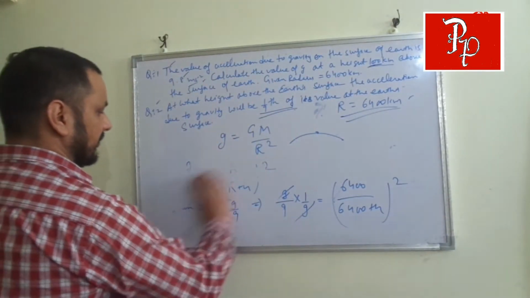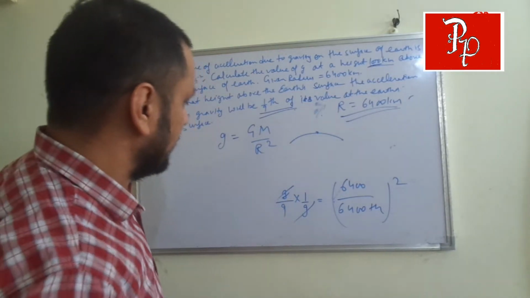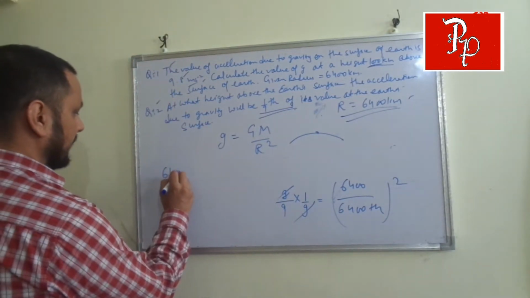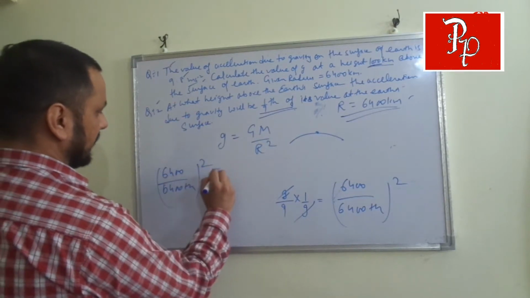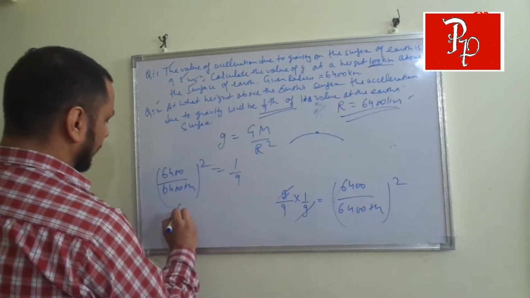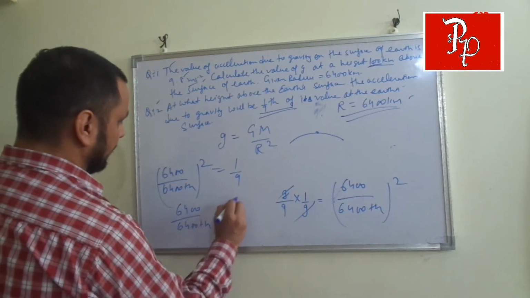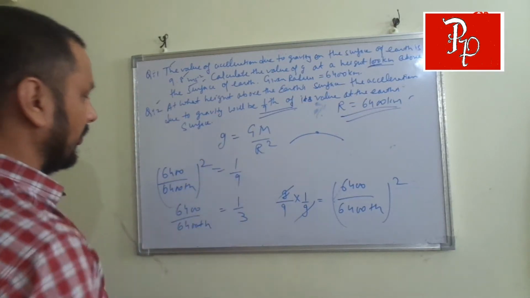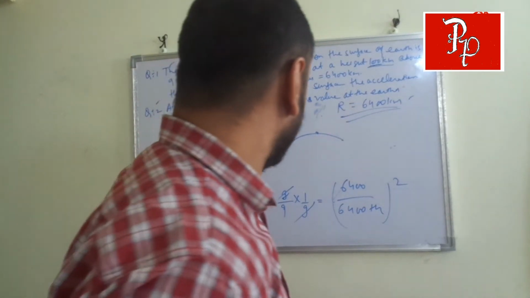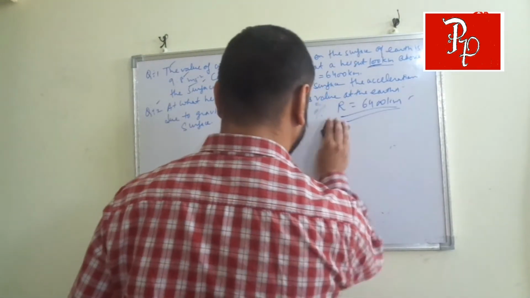Now what situation have we got, students? Now we have 6400 upon 6400 plus h whole square equal to 1/9, and from here 6400 upon 6400 plus h is 1/3. You know why it is 1/3? Because under root of 9 is 3.